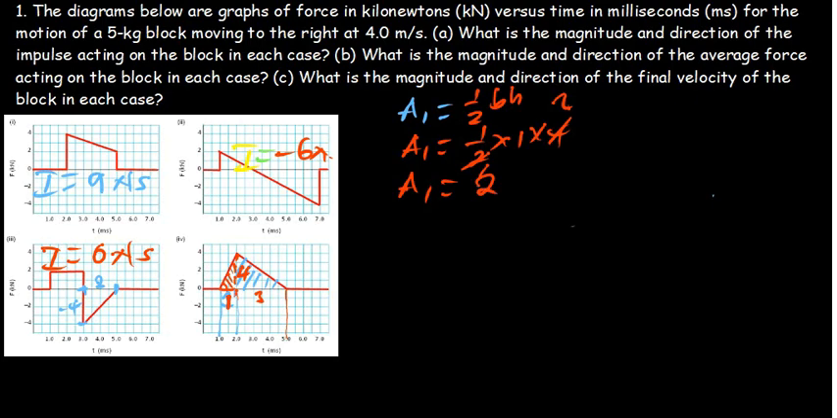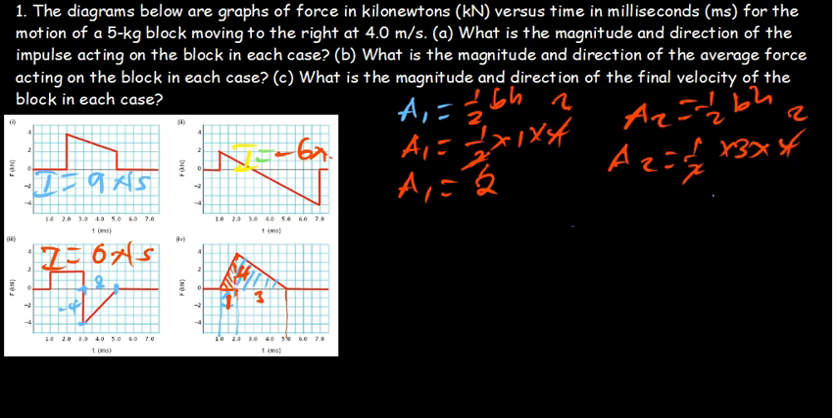Now let's go to area 2, the big one. So I have half BH. So I'll have the base is 3, the height is 4. So 2 there, 1, 2 there, 2. I can see that area 2 will be 6.